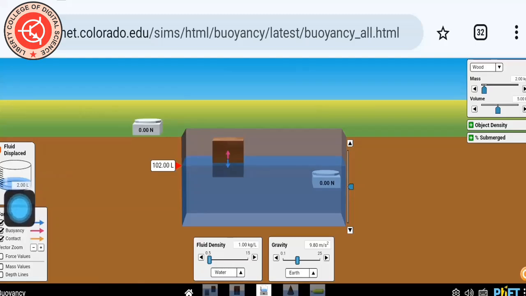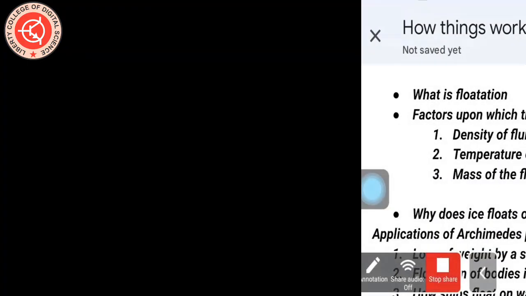2.00 liters. Yes. Then what about the number under it on the scale? Because it is being placed on the scale. 19.6 Newton. Now, what I'm trying to tell you is that if you have a specific quantity of fluid, for example, 2 liters, the weight of that fluid is 19.6 Newton.